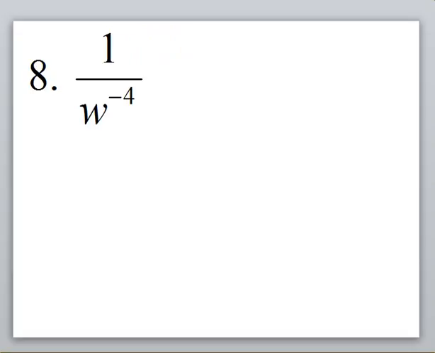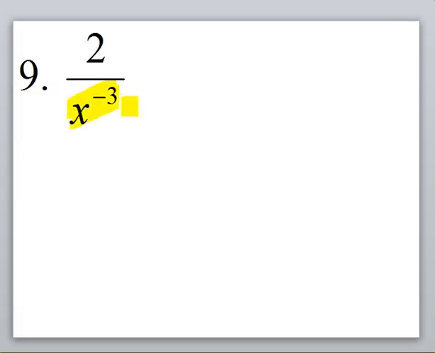The next problem, I'm going to highlight what's not happy, which happens to be the w to the negative 4th. So it wants to move to the top of the fraction, and it's finished. The next one, we've got the x to the negative 3rd, that's not happy. Everything else is fine. So we keep the 2, and we move this to the top of the fraction, and it becomes happy.